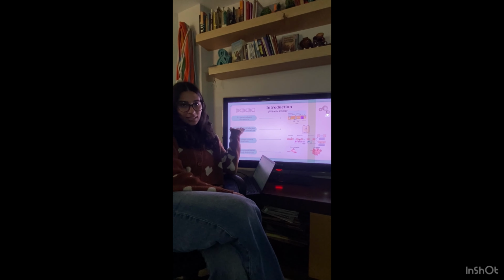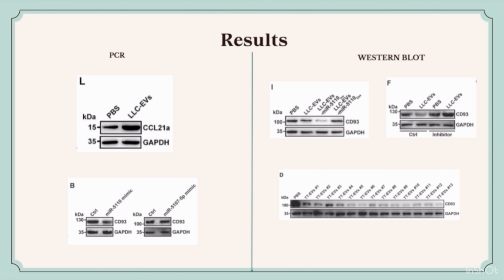Next, we have the results. In the PCR, mice were intrapleurally injected with LLC-EVs. After 24 hours, the pleural CCL21A messenger RNA levels were determined by real-time PCR. CCL21A is a protein involved in immunoregulatory and inflammatory processes. We can see that in the presence of LLC-EVs, the expression of the protein CCL21A is higher.